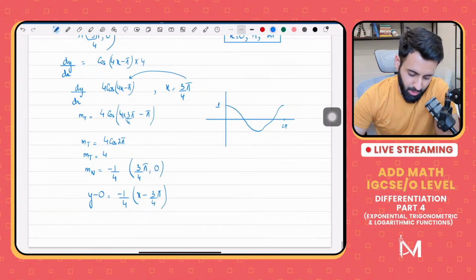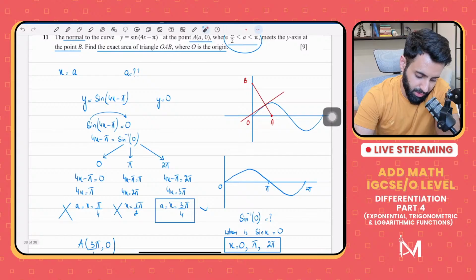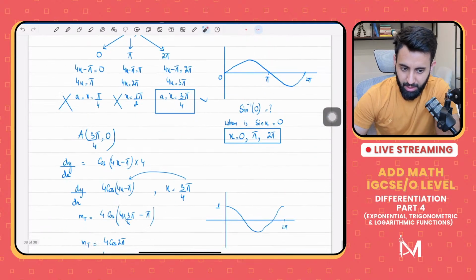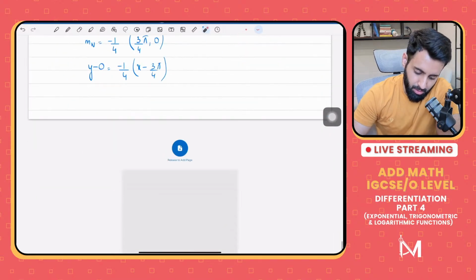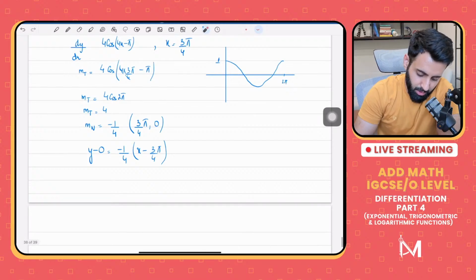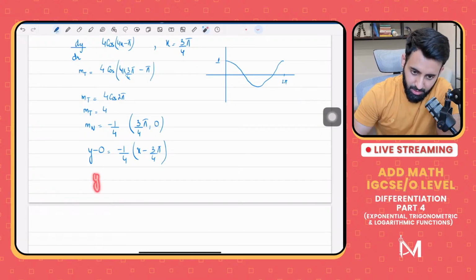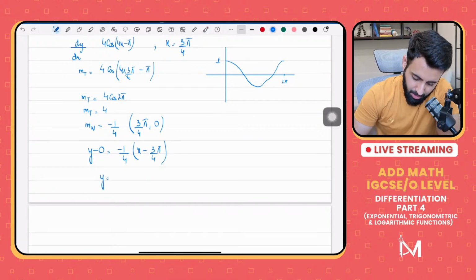How will we find B? I'll explain. B is the point where the normal is cutting the y-axis, so we'll simply plug in x as 0. So how will I find B? First, let's write the equation nicely. The equation looks like y is equal to minus 1 upon 4 into x minus 3 upon 4 pi.